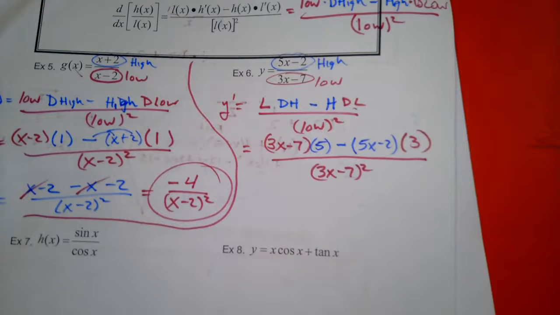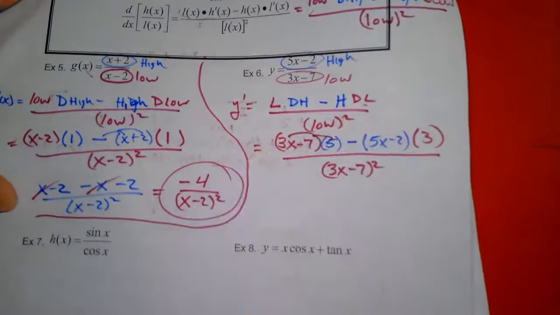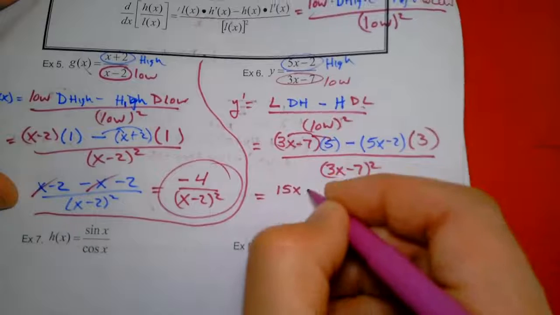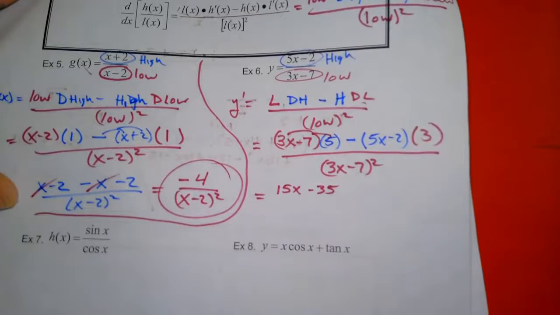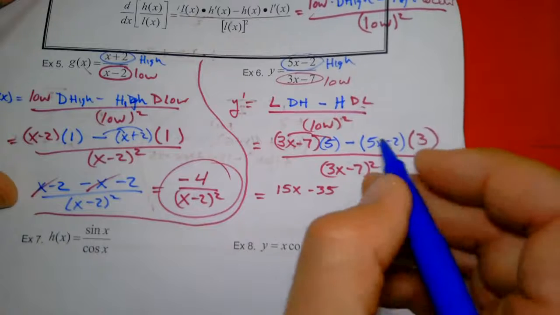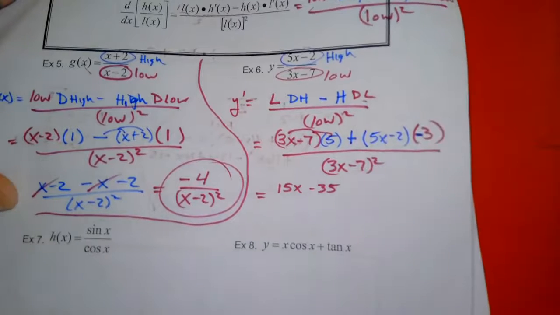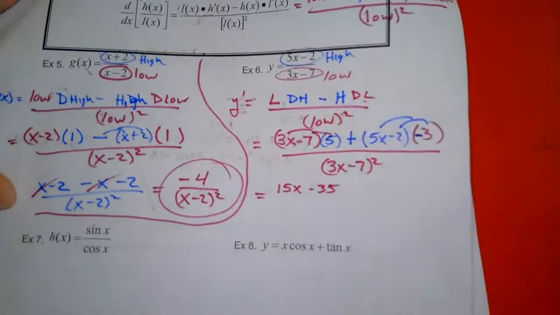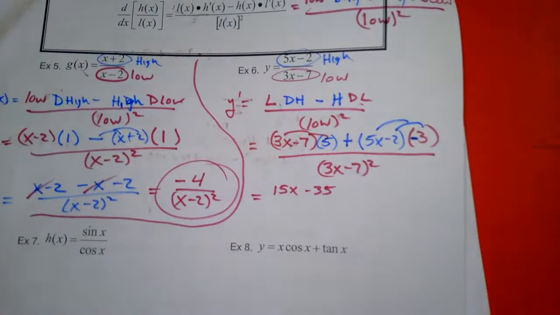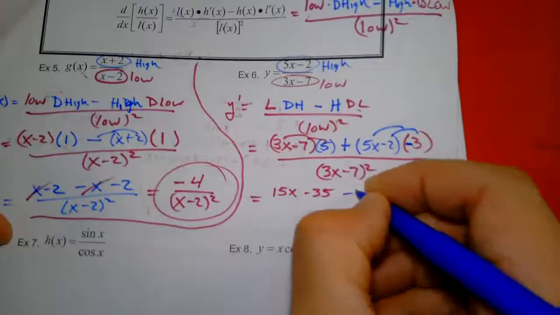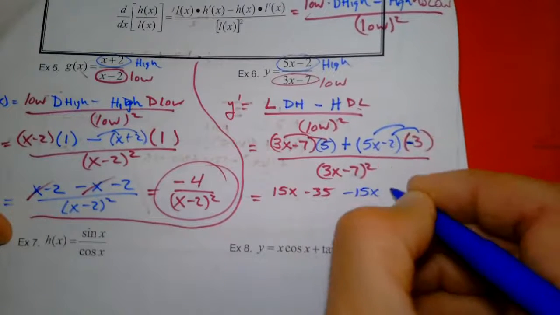Any questions on the setup so far? I hope we're taking notes. Okay, so we do a little simplifying on top. I'm going to go ahead and distribute the 5 to each one. So 5 times 3x we know is 15x. 5 times negative 7 is negative 35. Now I've got to distribute this 3 and the negative. So I'll make this a plus and make this a negative 3, and that way I'm distributing both the negative and the 3 at the same time. I've got to subtract that quantity. So negative 3 times 5x is negative 15x. Negative 3 times negative 2 is 6.